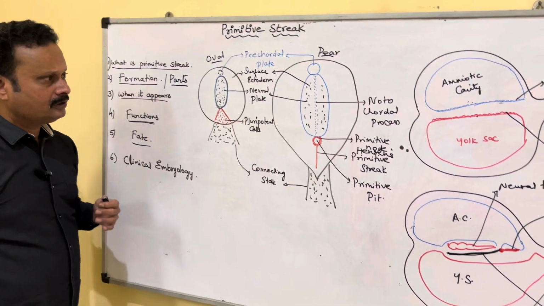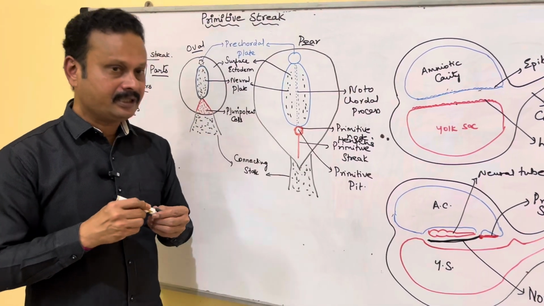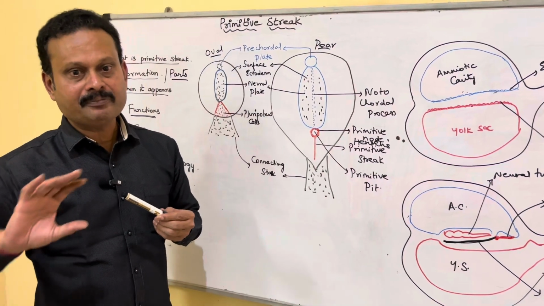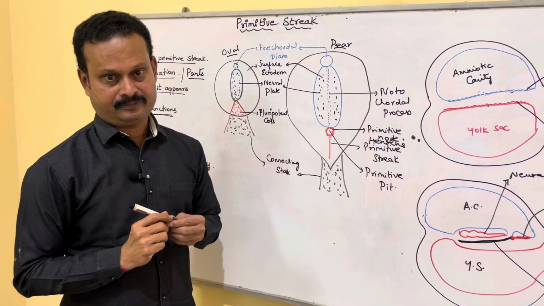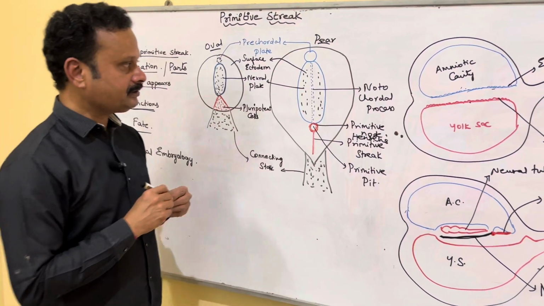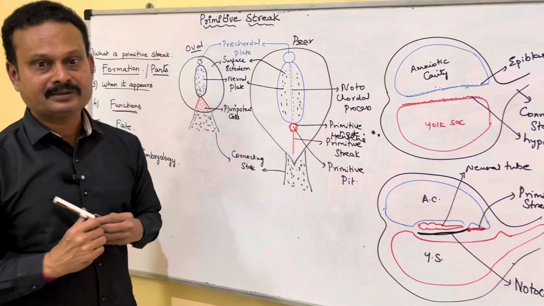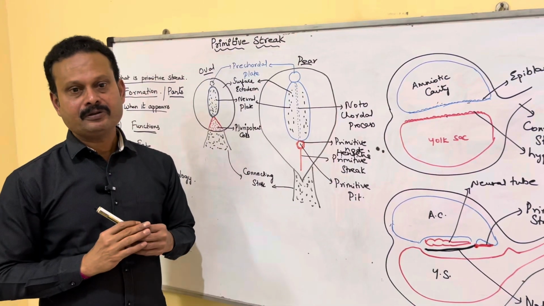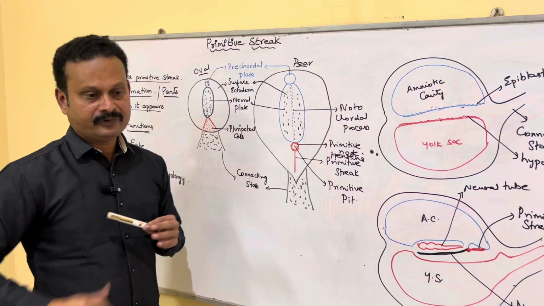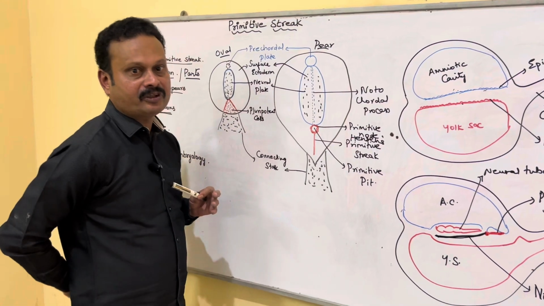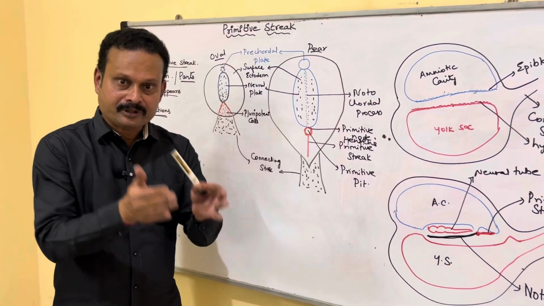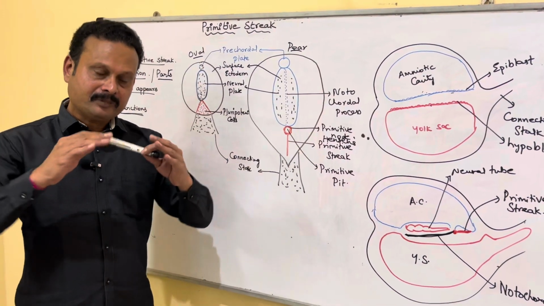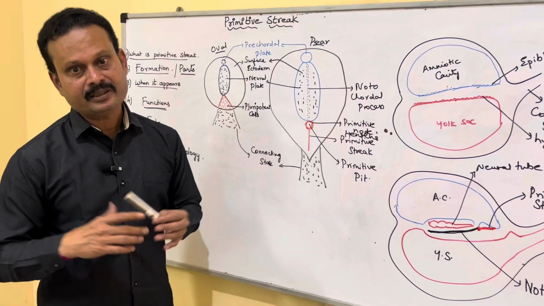Next, fate. What is the fate of the primitive streak? It appears at the 15th day. It disappears almost completely by the end of the fourth week, and the disappearance is craniocaudal. Some cells may remain in the embryo as an insignificant structure in the sacrococcygeal region of the embryo. In the sacrococcygeal region, some remnants of this primitive streak may be present as an insignificant structure.